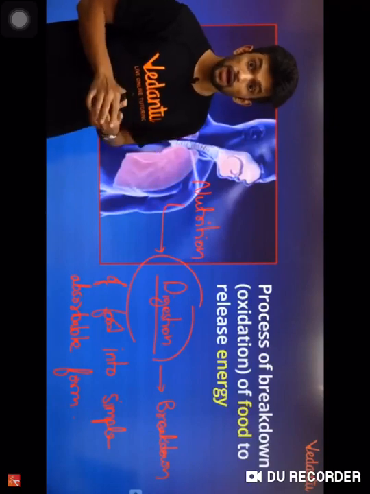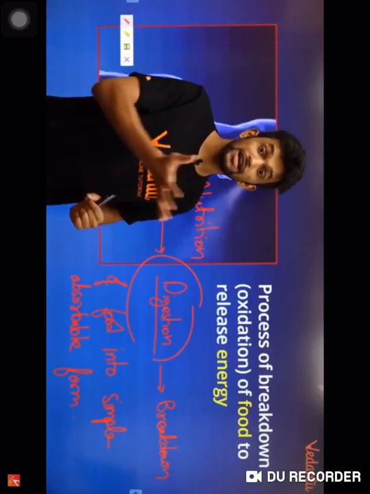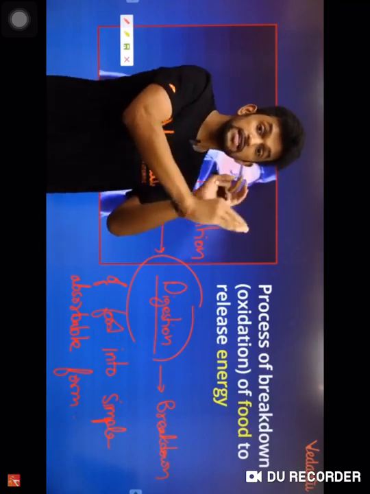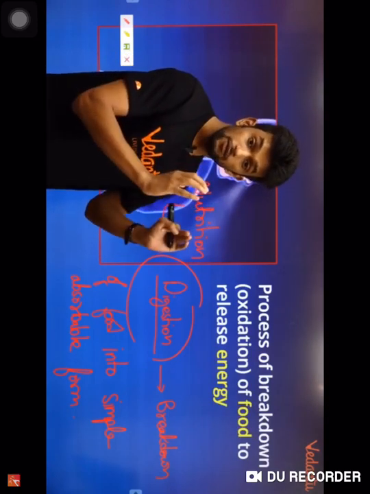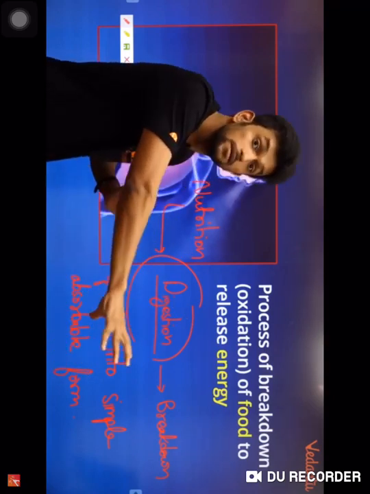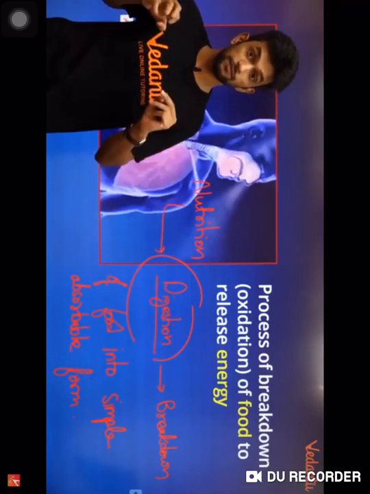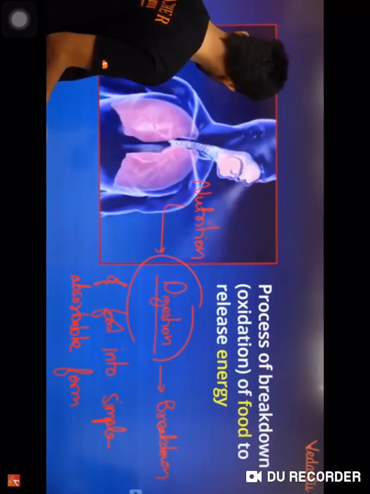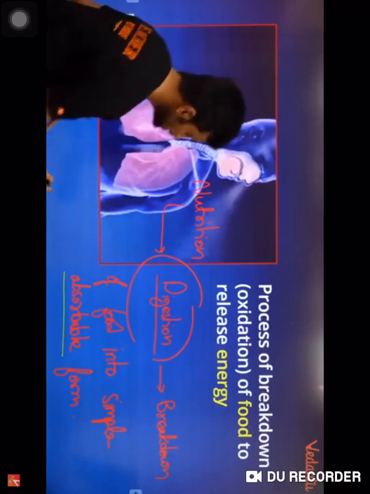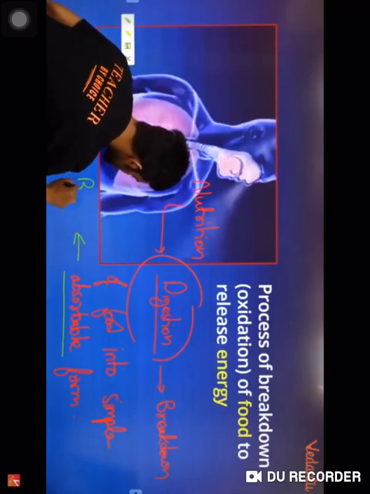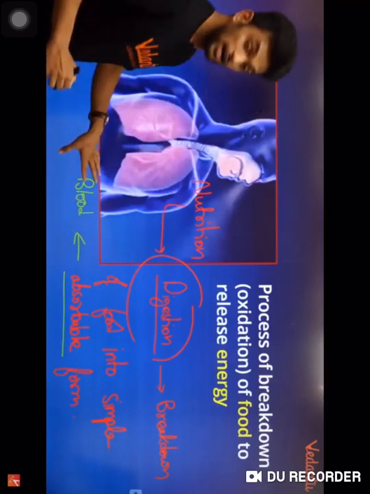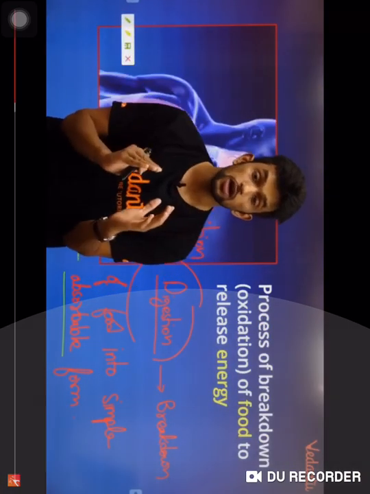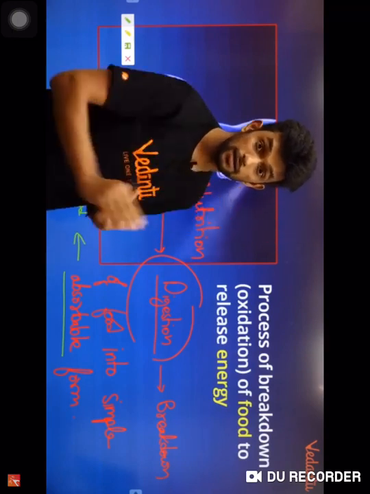It means that whenever I am eating food, what is happening in digestion? It is broken down so that the food gets absorbed in my blood. Where do I want my food to be absorbed? I want my food to be absorbed in my blood. Are you able to understand guys what I am trying to tell you?